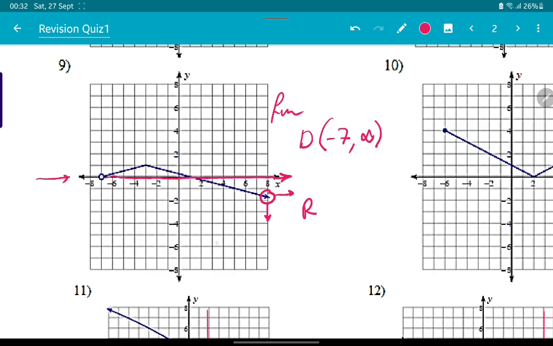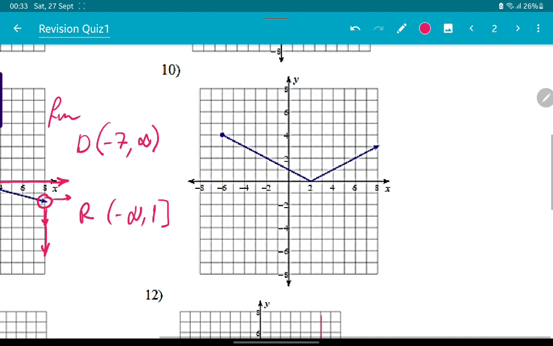For the range, we are seeking where to start. This is going down to infinity, so it starts from -infinity. The maximum will be this value 1 because the graph does not exceed the coordinate at 1. So this is the end of the range. It takes a bracket because this value is included. It doesn't have a gap.